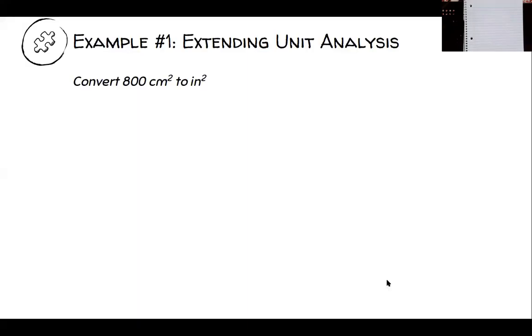So the first example that we have actually goes back to something that we were doing in the previous section. We want to make a conversion between centimeters and inches. And so in this one, it tells us that we want to convert 800 centimeters squared into inches squared. Well, we need to know a conversion first. So on your own, I'd like you to work on this, while I write down the conversion that we're going to need for this problem.